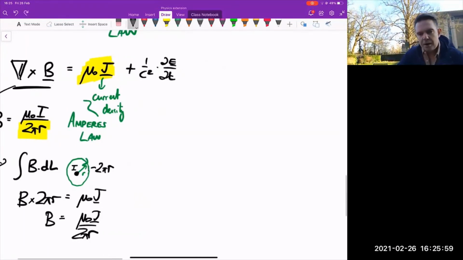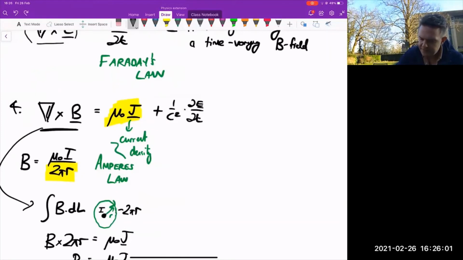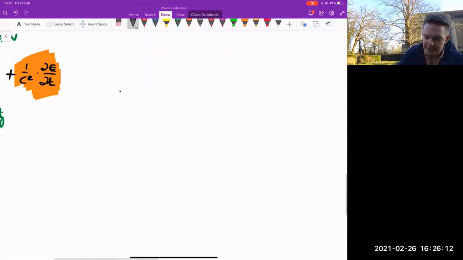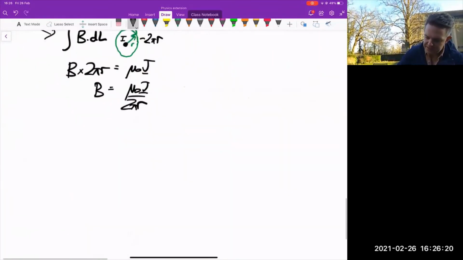The other bit you've probably not come across, this bit, is saying that a time varying E field will generate a magnetic field. Now that's important because I'm going to give you two consequences or follow-ons from looking at Maxwell's equations.